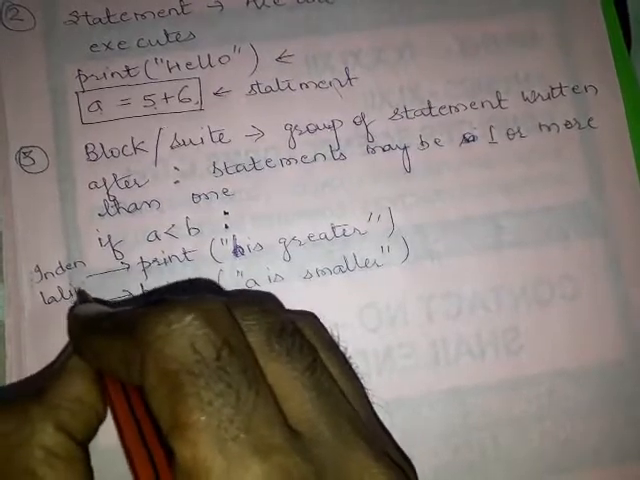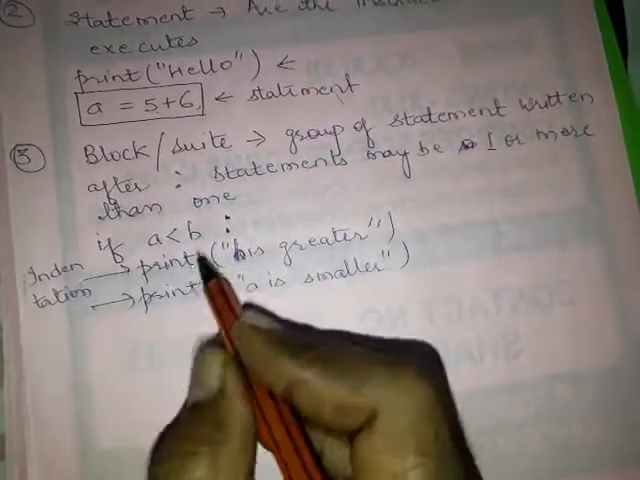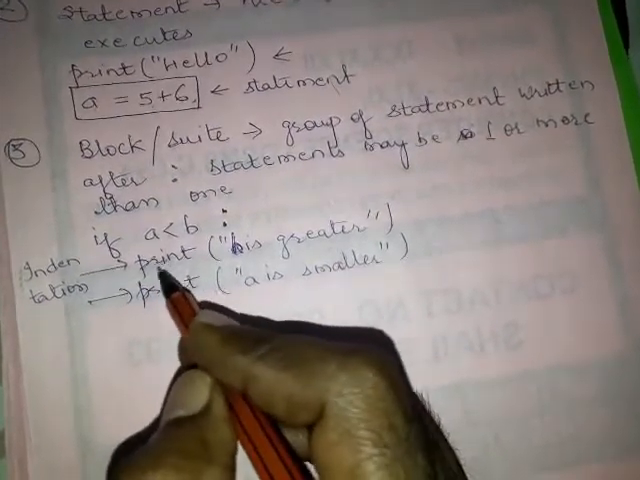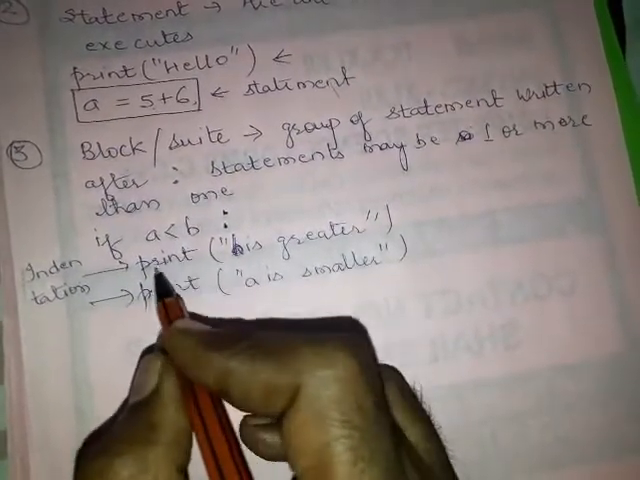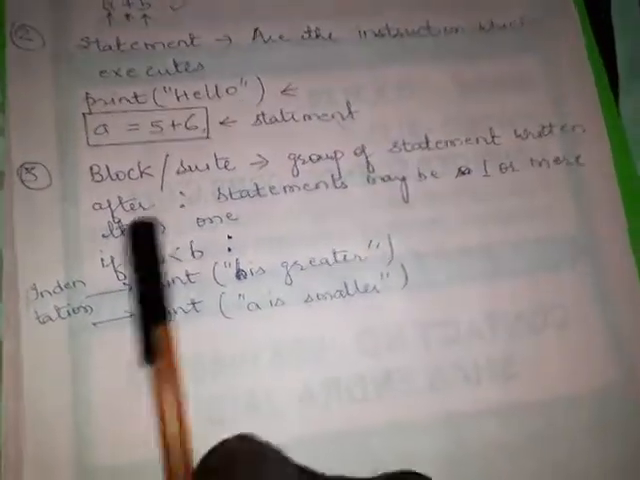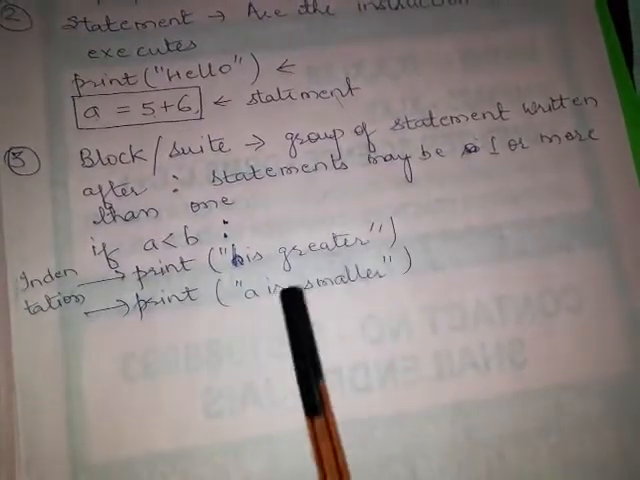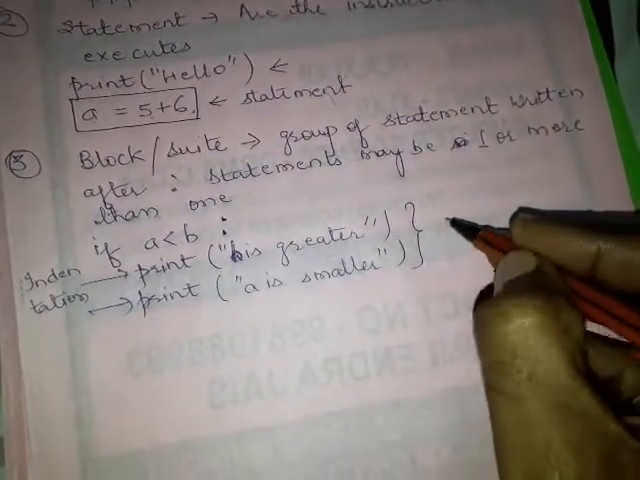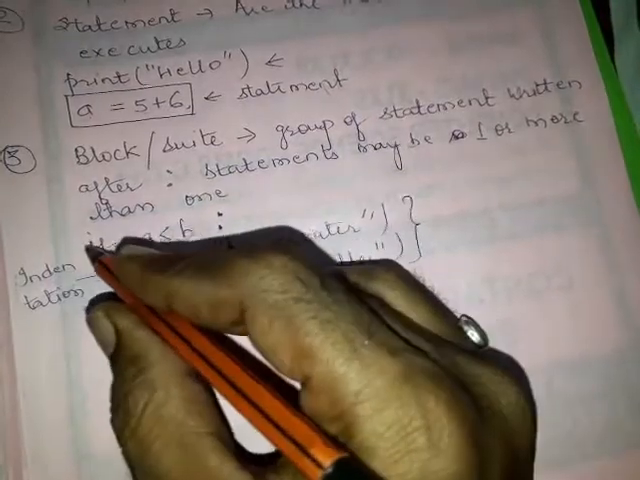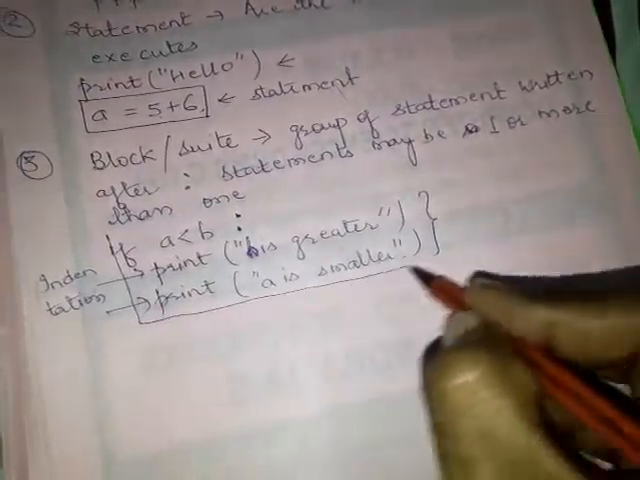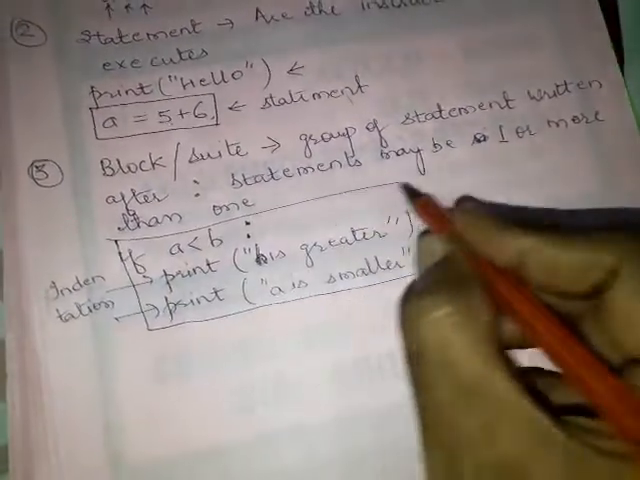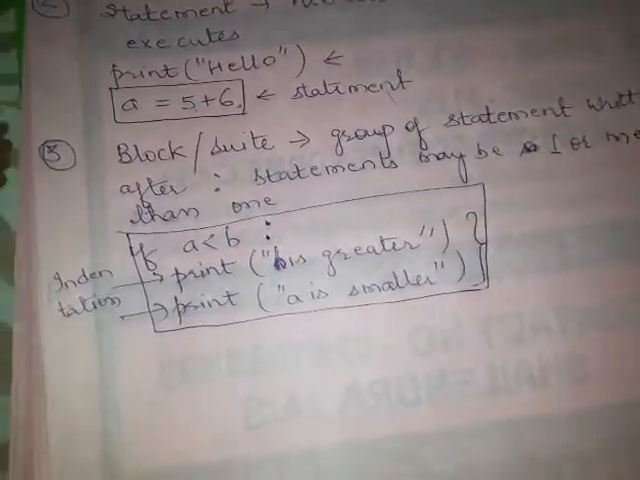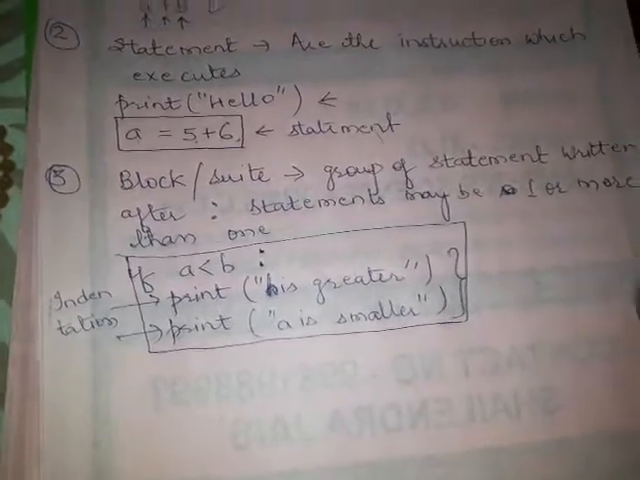Indentation means leaving some space from the margin, and your content will be printed after leaving some space. Okay, print b is greater, print a is smaller. So these two groups of statements will come under this if block. This is called a block. Your block will be an if else block, a for loop block, or in a function it is also called a block.